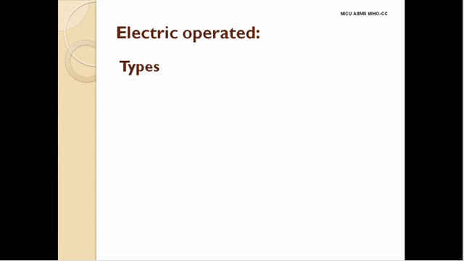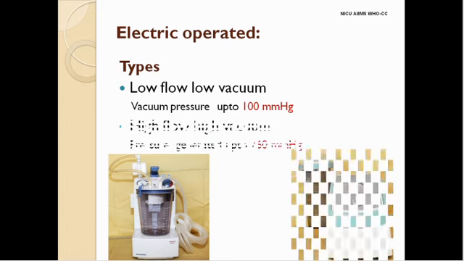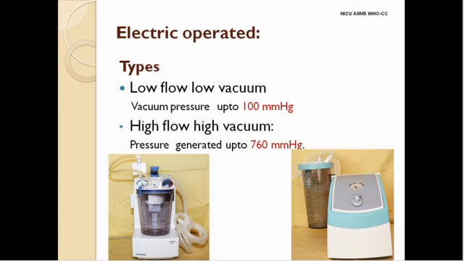Among the electrically operated portable suction machines, we have primarily two types. The low flow, low vacuum type, which can generate pressure up to 100 mm of mercury, and the high flow, high vacuum type, which can generate pressure up to 760 mm of mercury. The approximate cost of these machines varies from 40,000 to about 2 lakh Indian rupees.